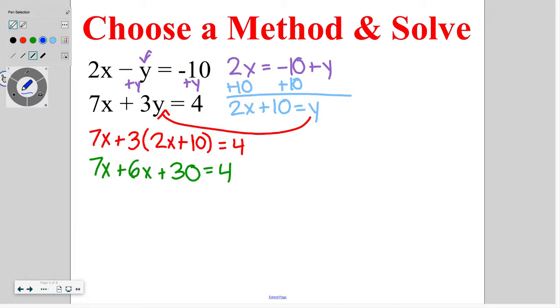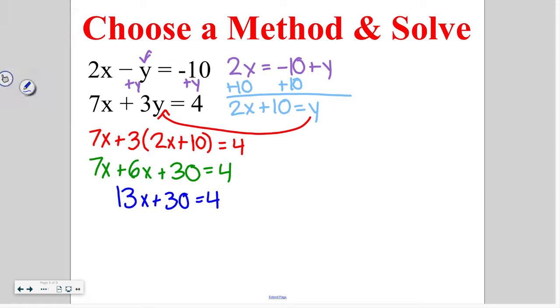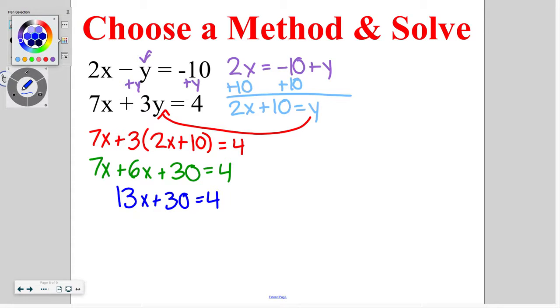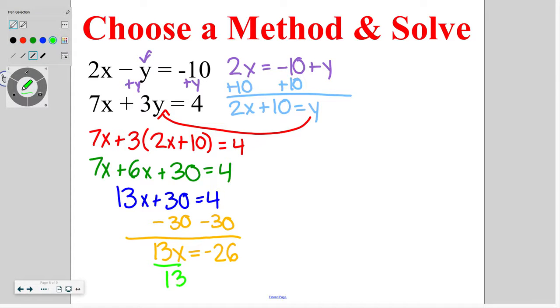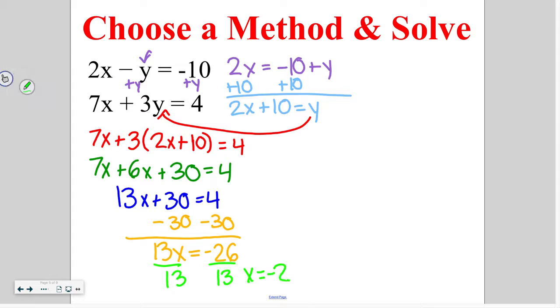7x plus 6x gives me 13x plus 30 is equal to 4. I'm going to go ahead and subtract 30 from both sides and get 13x is equal to negative 26. Dividing both sides by 13, I end up with x is equal to negative 2.